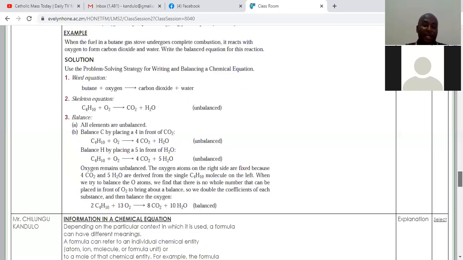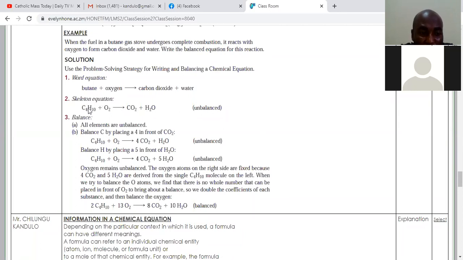Bromine is next, because for bromine, it's the same as that one. Bromine is a very tricky one because if you want, you can even use fractions for bromine. You can use fractions, although it's encouraged that you use whole numbers. So you will see that carbon is not balanced. Hydrogen is also not balanced.